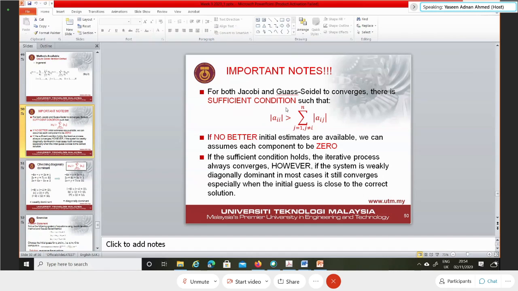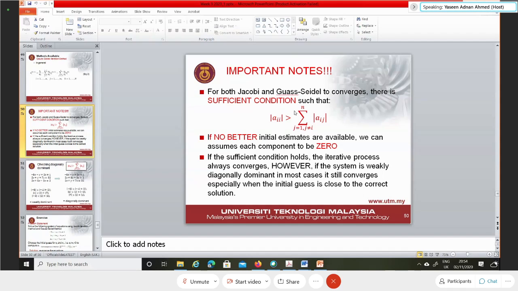Okay, so the sufficient condition is that |aii| should be greater than or equal to the summation of |aij|. If no better initial estimates are available, then we can assume each component to be 0. If the sufficient conditions hold, the iterative process always converges. However, if the system is weakly diagonally dominant, in most cases it still converges, especially when the initial guess is close to the correct solution. It means we are doing the iteration, but whether it will converge depends on this condition. If the condition is satisfied, if the matrix is diagonally dominant, then it converges.